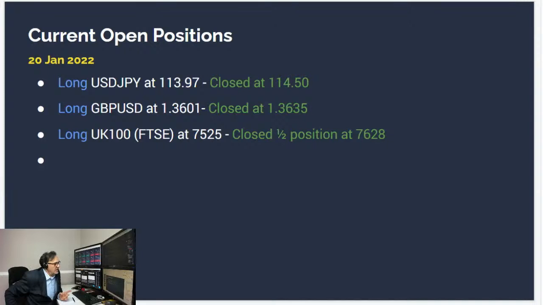And I've closed half of my long position on FTSE at 76.28, which is the retest of that previous swing high, i.e. the spike that we had recently, and the retest of the resistance. So it's quite normal for some profit taking to happen at that level. So I took half of my position and left the other half position running.